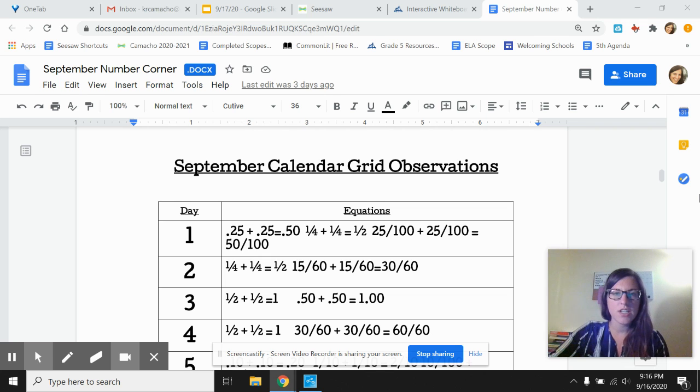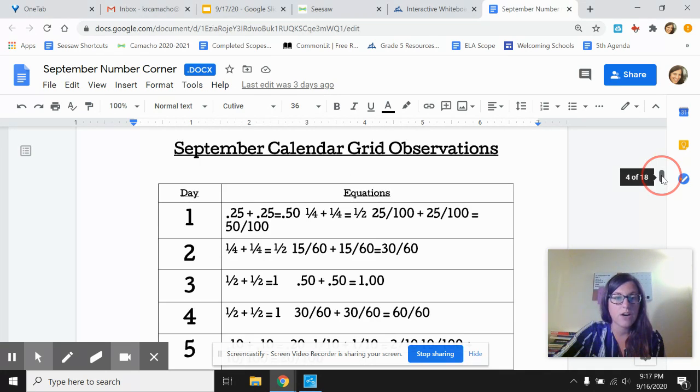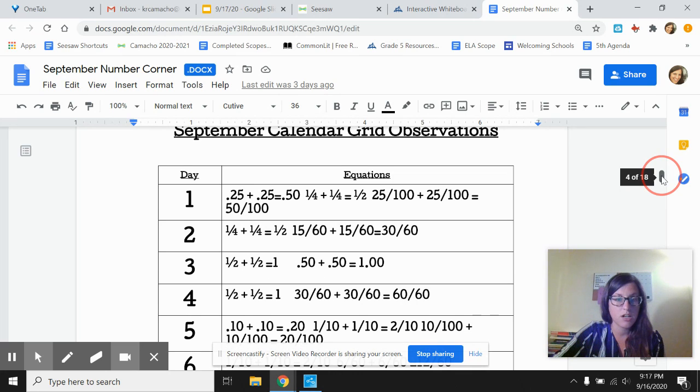Hello, mathematicians. Today during Number Corner, we're going to be talking about our calendar grid again. We are still talking about adding and subtracting fractions, but we're also working on that math practice standard of being able to identify patterns. If you remember last time we talked during our calendar grid, we had a bunch of different equations written down for the different calendar markers.